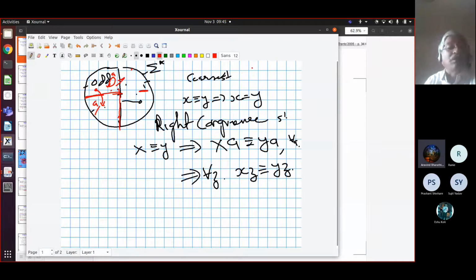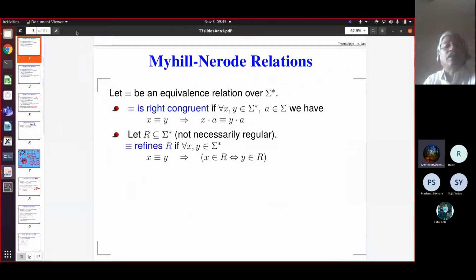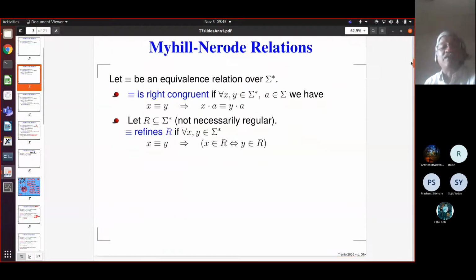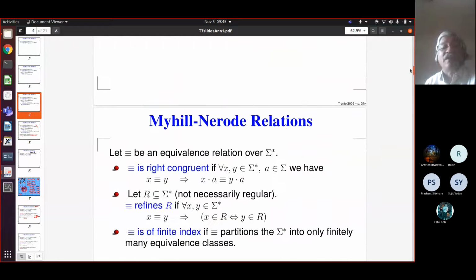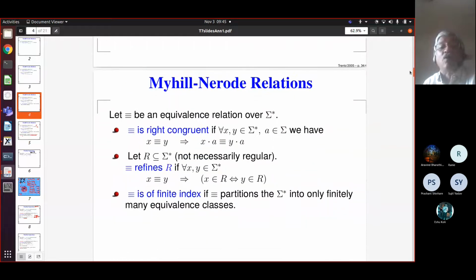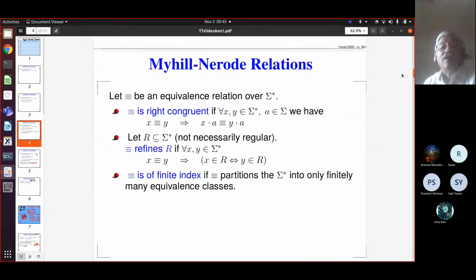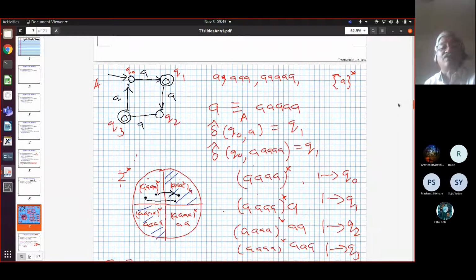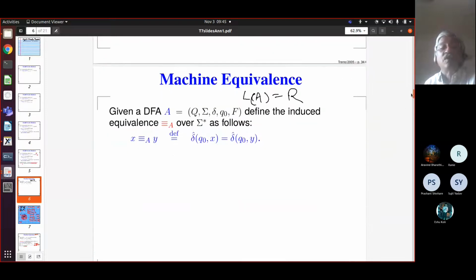Okay? So the definition is clear. Now, how do I relate this to my... Right. Now what happens is, we saw that every DFA defines an equivalence over every finite state automaton defines an equivalence class. So we give that definition, machine equivalence. Suppose you are given a DFA A. Look at this slide, Arvind.